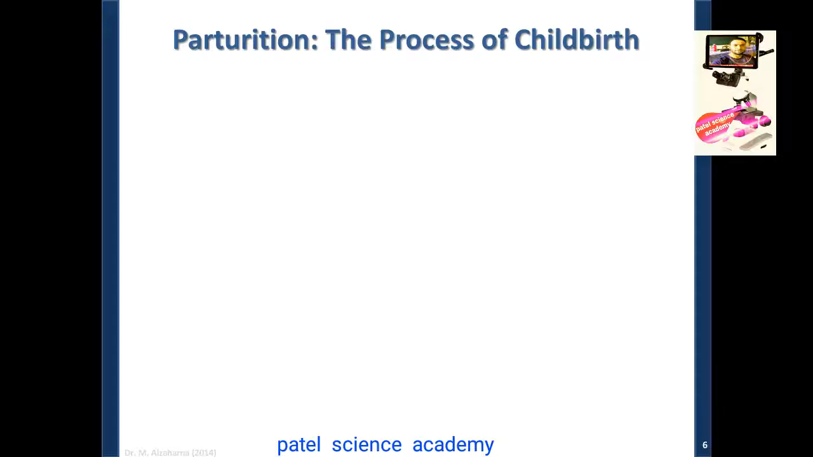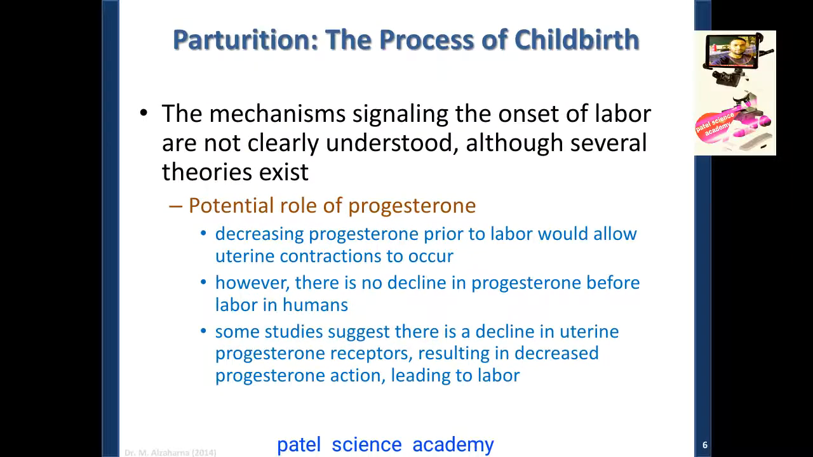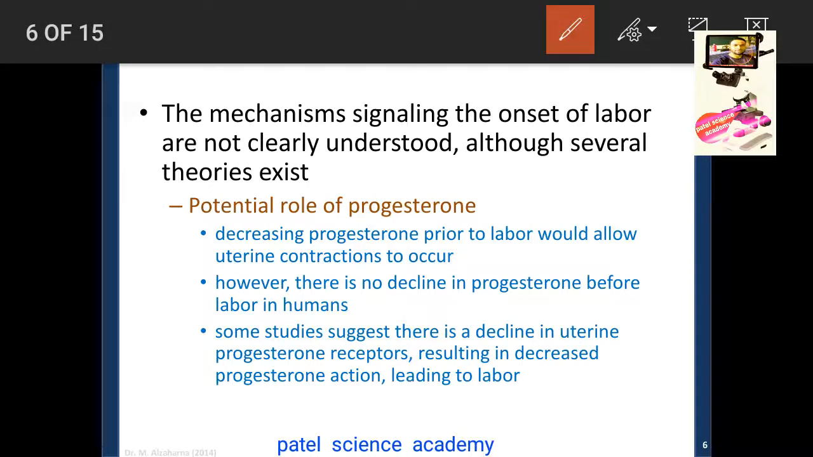Then the process of parturition, the process of childbirth from the body of the mother. The mechanisms signaling the onset of labor are not clearly understood, although several theories exist, like the potential role of the progesterone.